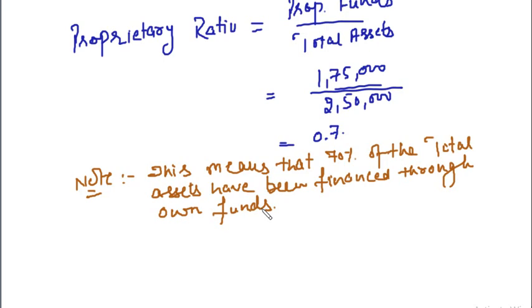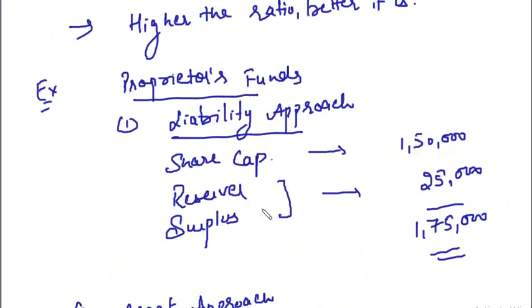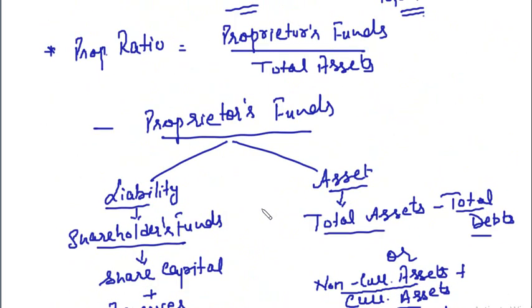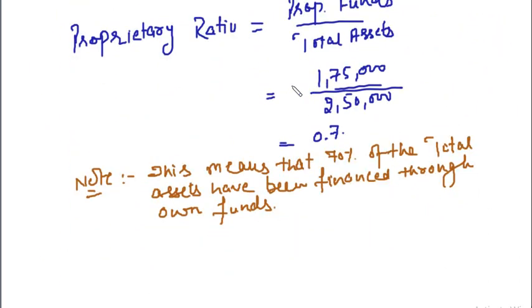So friends, this is about the proprietary ratio. That is the relationship between the proprietors' funds and the total assets. How much of the total assets are financed from the proprietors' funds, and how much assets are being backed by borrowed funds. More the assets covered by proprietors' funds, the better it is for the business. Clear?